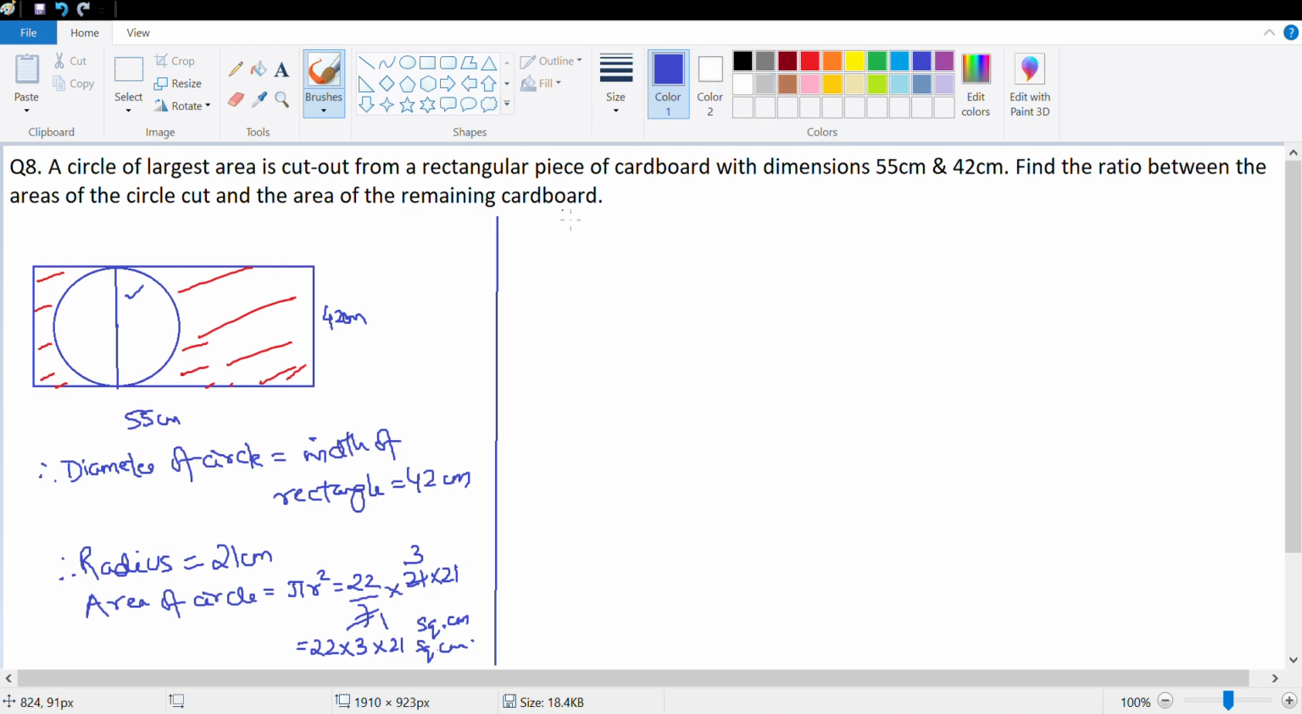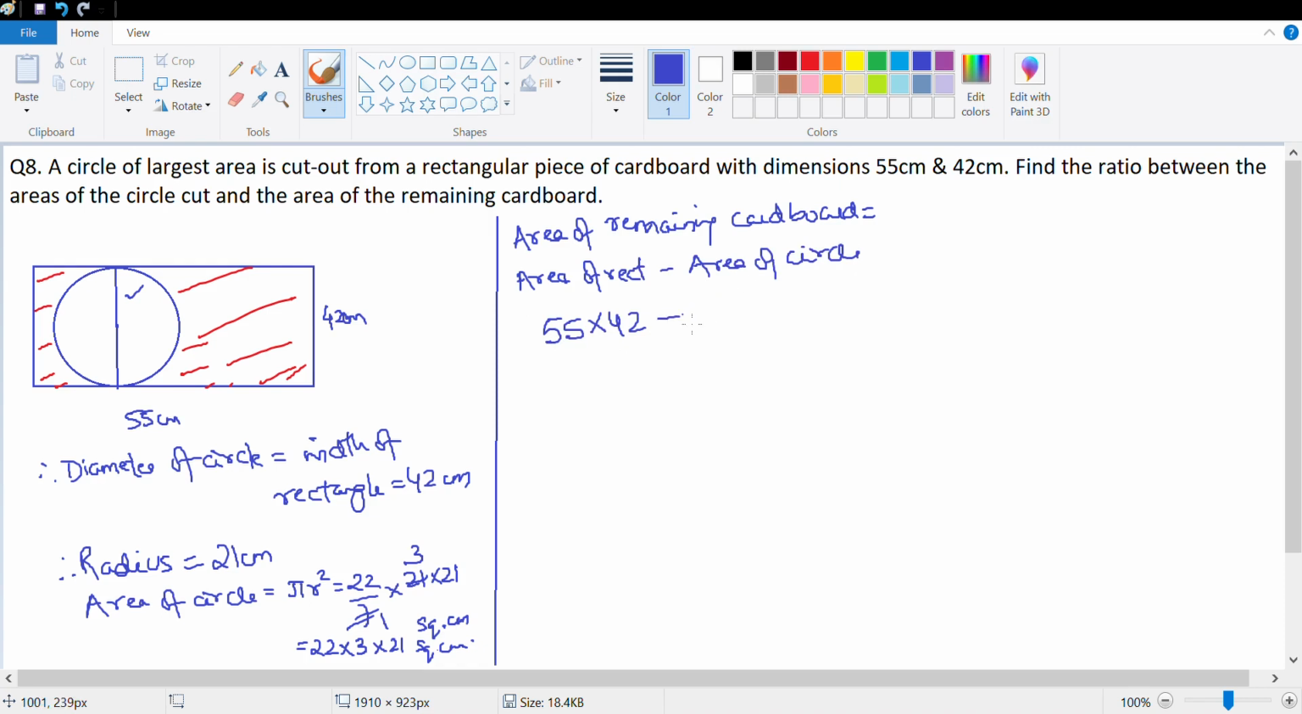Perfect. Now let's look at the area of the remaining cardboard. So area of remaining cardboard would be equal to the total area minus the area of the circle cut, which will be area of rectangle minus area of circle. In this case, the area of rectangle is length into breadth, which is 55 into 42, and the area of circle we just did is 22 into 3 into 21. Anything common? Well, I can take 22 common. I can even take 42 common. No, not 22. I can take 21 common, or I can take 42 common.